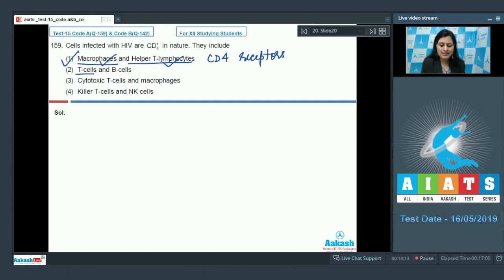The next option is T cells and B cells, and this cannot be a correct answer to our question because major cells infected involves T cells but not B cells. The next option is cytotoxic T cells and macrophages. And this cannot be a correct answer to our question because cytotoxic T cells lack CD4 receptors. And the last option is killer T cells and NK cells. And this cannot be a correct answer because these cells lack CD4 receptors. So the correct answer to this question is option number 1. Let's discuss our next question.